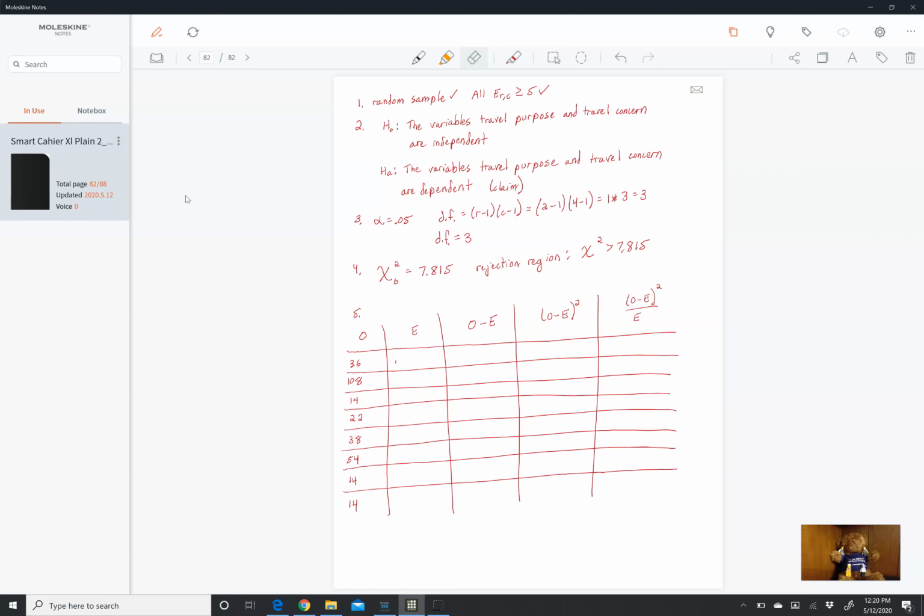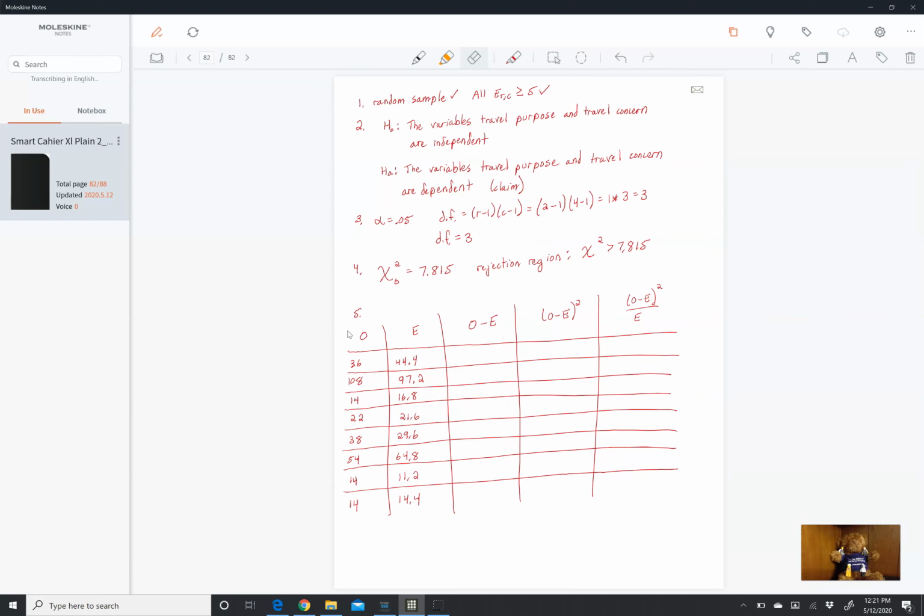Okay. The expected frequencies were 44.4. Again, this is just going across the rows. Expected frequency for the observed frequency of 36 was 44.4. For 108, it was 97.2. So the 36 and the 44.4 were in that same box where we were talking about business and hotel room, okay, as the concern. Then we have 16.8, 21.6, second row, 29.6, 64.8, 11.2, and 14.4.